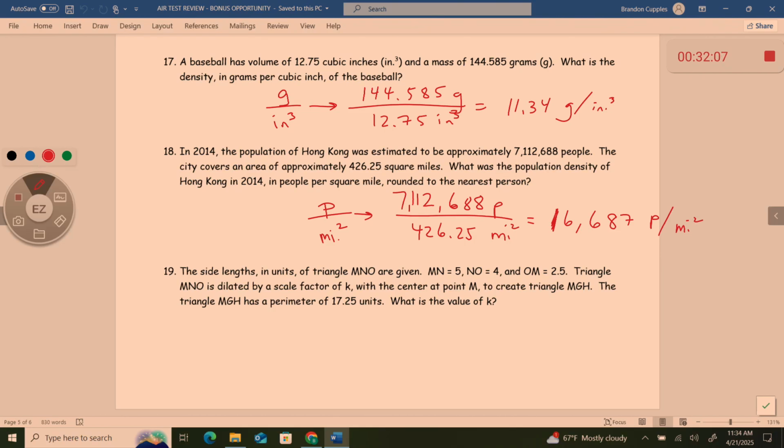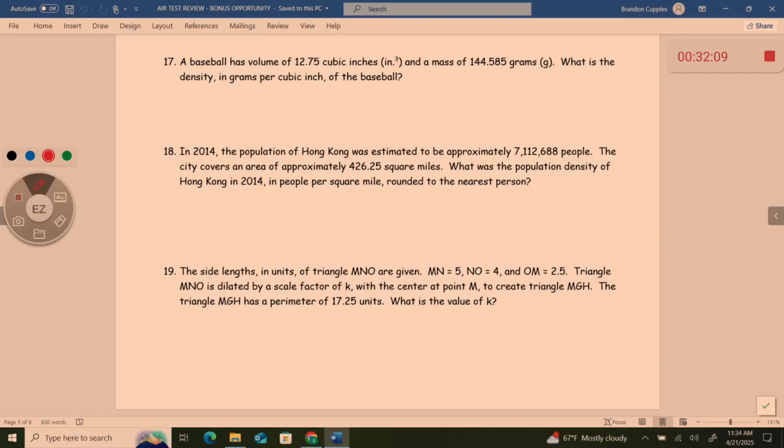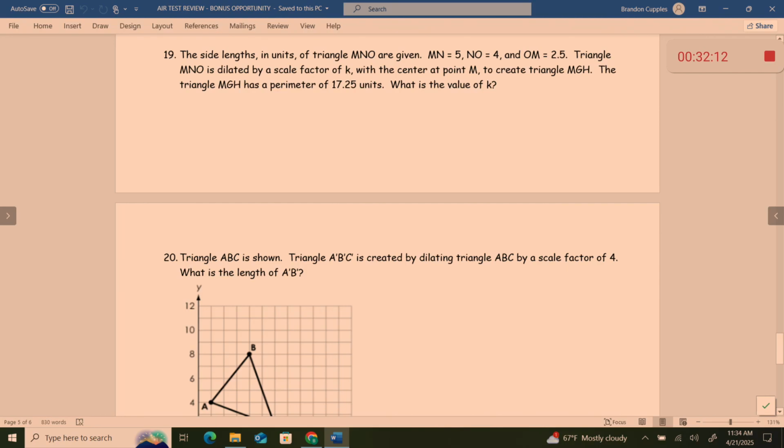Number 19, the side lengths in units of triangle MNO are given. MN is 5, NO is 4, OM is 2.5. The triangle MNO is dilated, it gets bigger or smaller, by a scale factor of K, with the center point at M, to create a triangle MGH. The triangle MGH has a perimeter of 17.25. What is the scale factor? Here's what I'm thinking. We don't know if we're getting bigger or smaller, but we do know that the new triangle has this perimeter right here.